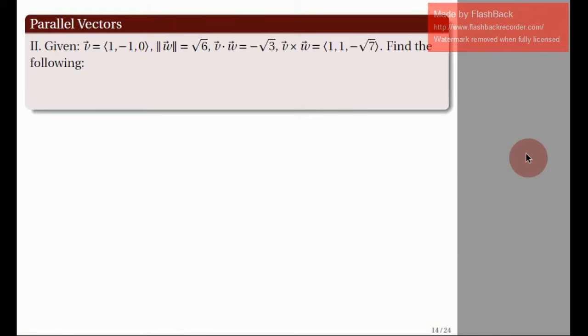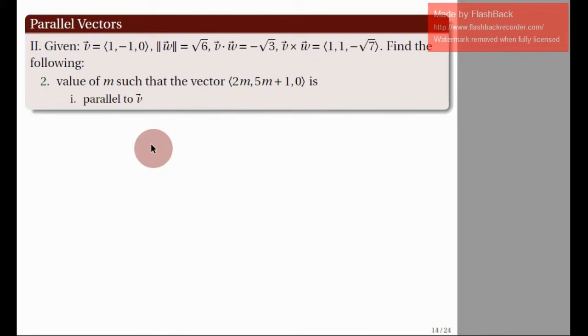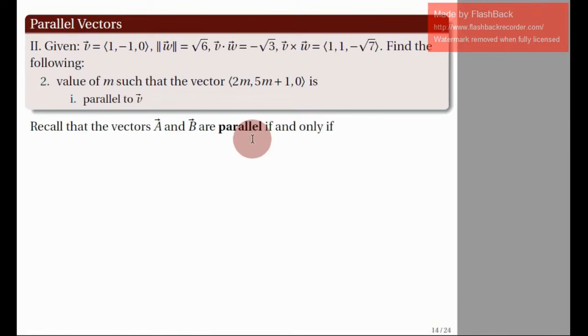Still the same given, but this time we meet a new vector where it has this certain m, which in fact we have to find, subject to certain conditions. In this case, we want the vector to satisfy that it is parallel to our given vector v here. Now, recall that there is another definition for finding out if two vectors are parallel to each other besides the cross product, and we recall it here.